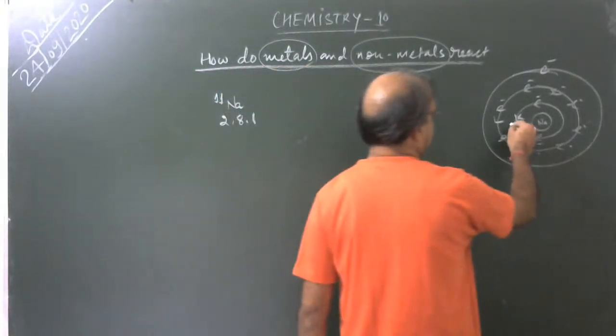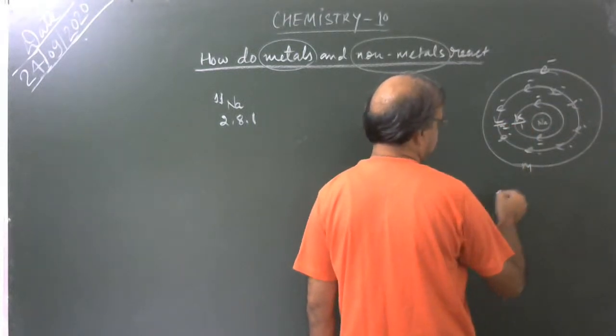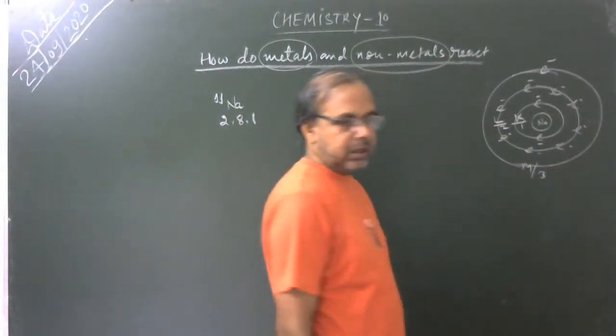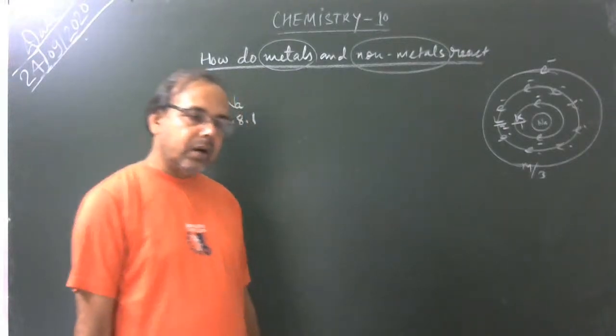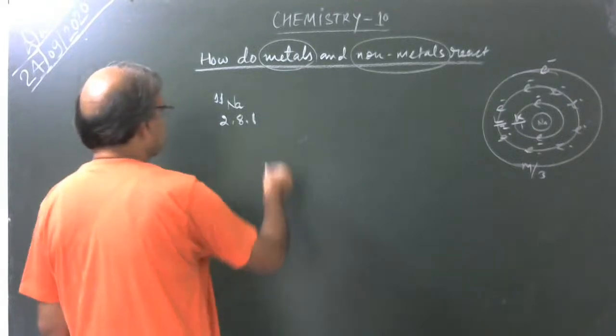In place of K, you can say first. In place of L, you can say second. In place of M, you can say third. You can say first, second, and third orbit, or you can say K, L, and M orbit. So this is the sodium.